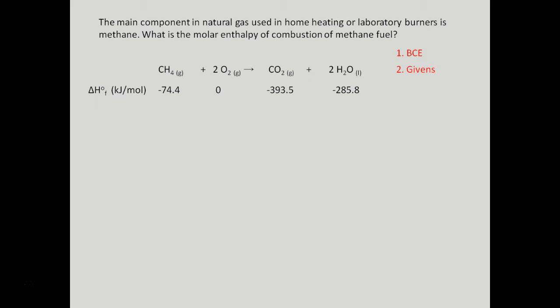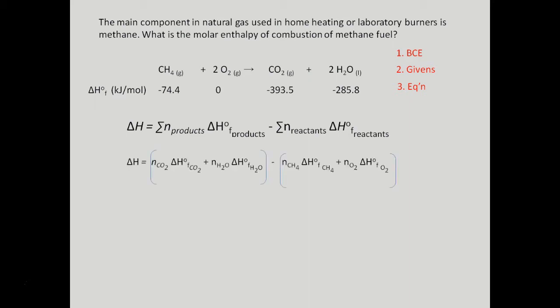So once we have our givens, we can take our generic equation and apply it to this system. For my carbon dioxide product, it's the moles of carbon dioxide times its standard enthalpy of formation, plus the moles of water times its standard enthalpy of formation. That's my products, minus the moles of methane times its standard enthalpy of formation plus the moles of oxygen times its standard enthalpy of formation. This is my reactants.